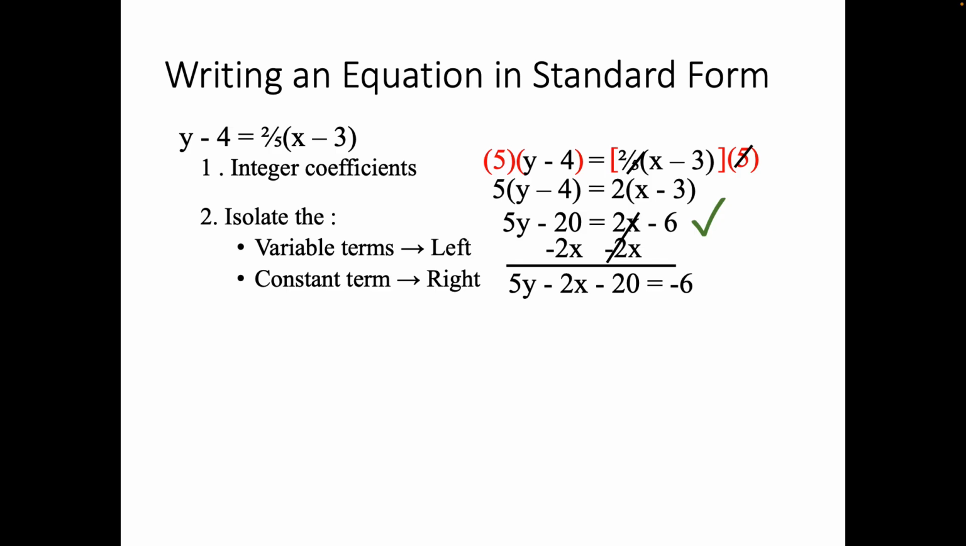But now I still have the minus 20 on the left, so I need to add 20 to both sides. Now those 20s cancel, getting rid of that constant on the left. And so on the left I have 5y minus 2x equals 14. So we've now isolated the variables on the left-hand side and the constant term on the right side.